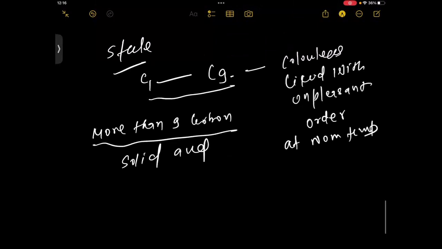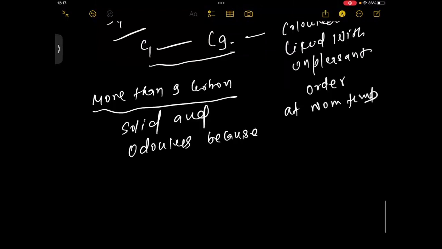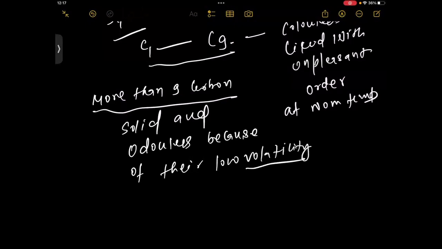Odorless because of their low volatility. Okay, that is the reason. That is why they are odorless.